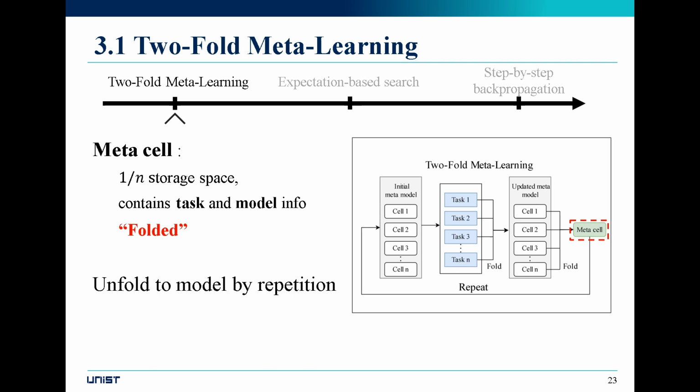After these two parts, we'll ultimately get the meta cell, which will only take 1/n amount of storage space to save. This meta cell will contain information of tasks and models learned from the previous meta learning, and that's why we call this state folded. After the deployment, this folded cell can be unfolded by simply repeating its weight and architecture to create a full-size model.